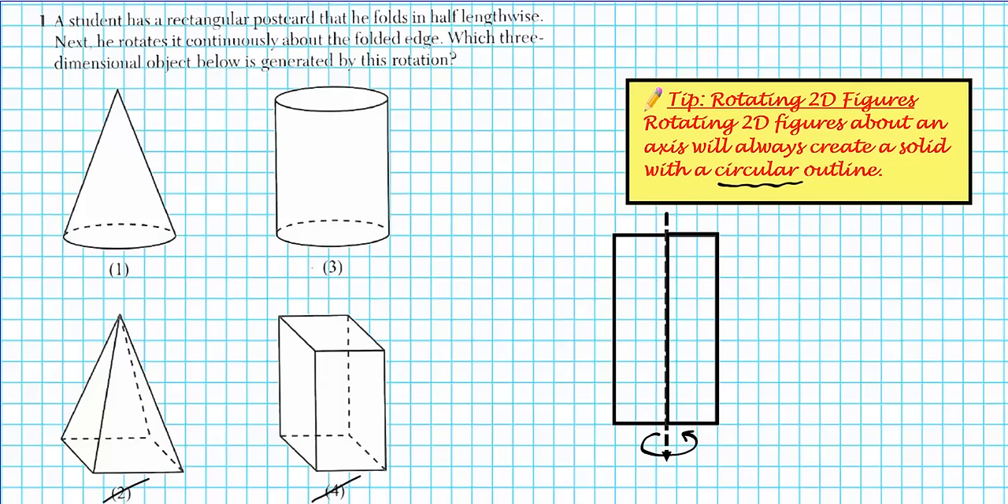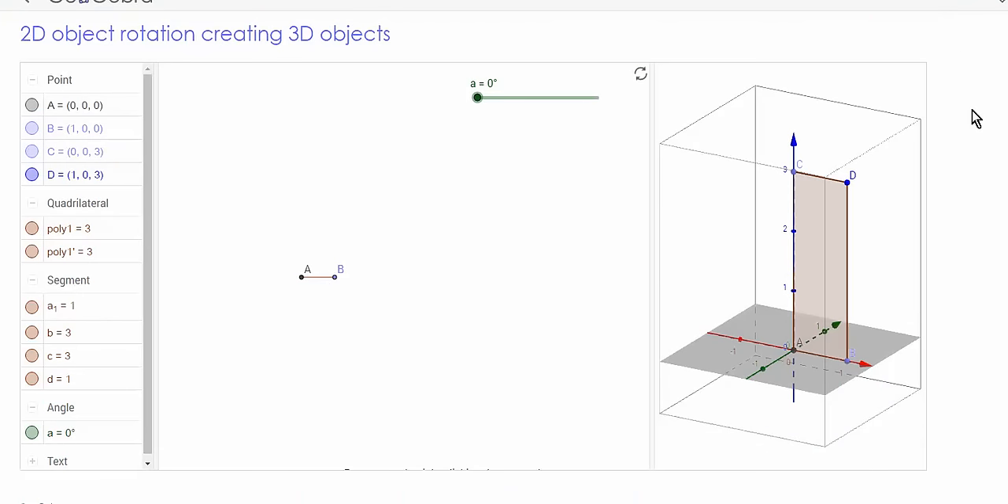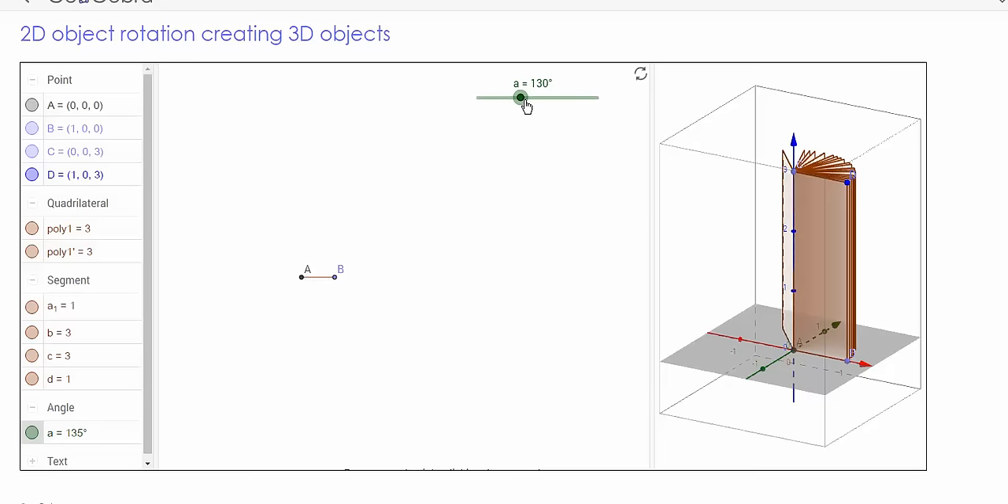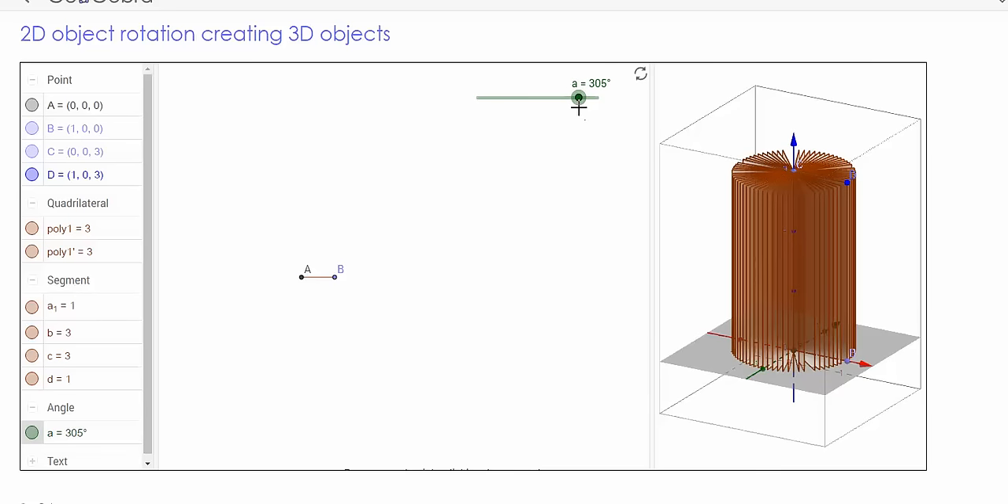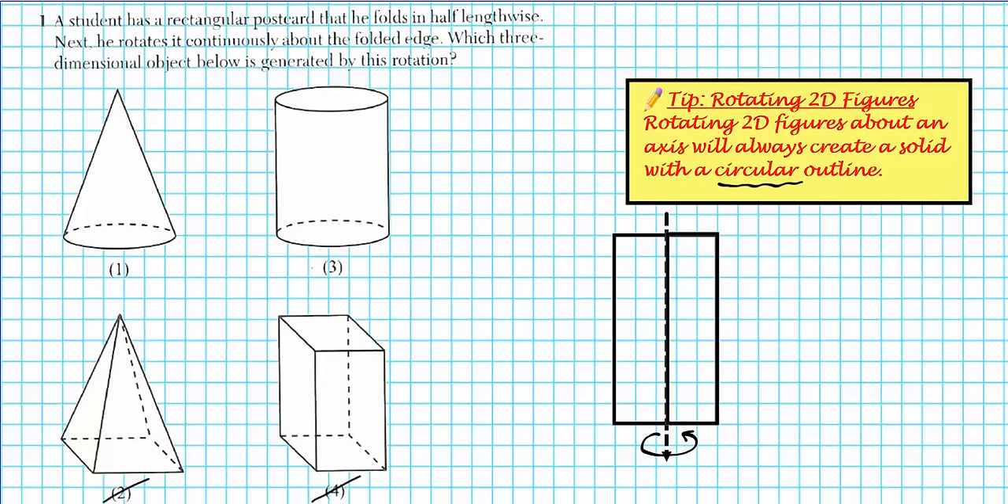Okay, so here we have a GeoGebra visualization to help you visualize what happens when you rotate a rectangle about an axis, if the axis is on one of the sides. So let's go ahead and rotate this rectangle. Bam, there you have it. So what do we have here? This is a circular prism, also known as a cylinder. So that clearly shows that our answer is option number 3.